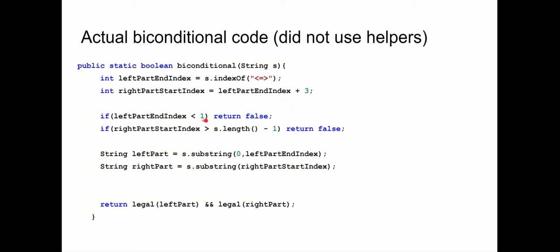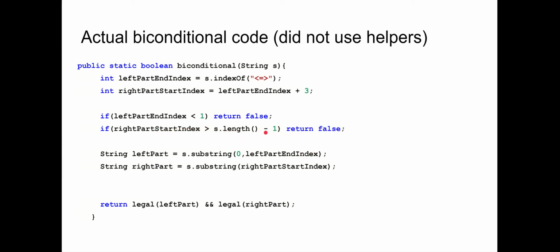So if the left part index is less than 1, then we're going to return false. If this thing isn't in there, then the index of method will return -1. So this basically detects that there's no biconditional operator in there. But if there is a biconditional operator in there, then we have to make sure that the right part start index isn't too large. If the right part start index is off to the edge, in other words, there's nothing to the right of the biconditional operator, then we also have to return false. And that's what this line of code is doing.